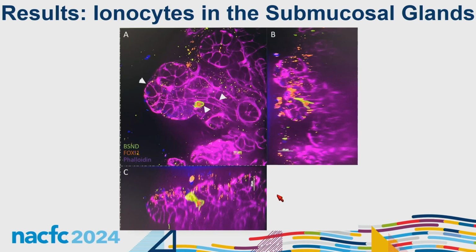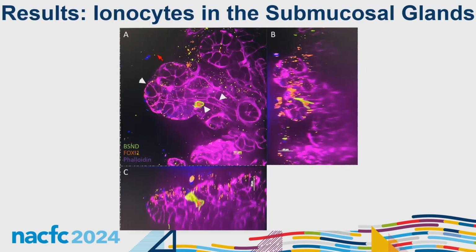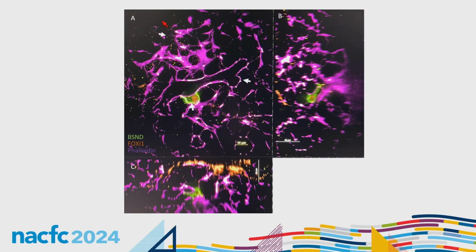Panels B and C are the 3D construct of the Z stack, and we have a better visualization of that ionocyte internally inside the submucosal gland rather than the serous acini on the side. This image also portrays the same conclusion, with better visualization of the mucous tubule and serous acini around the region, and then the ionocyte labeled by BSND and FOXI1. Again, panels B and C are the 3D construct of that.